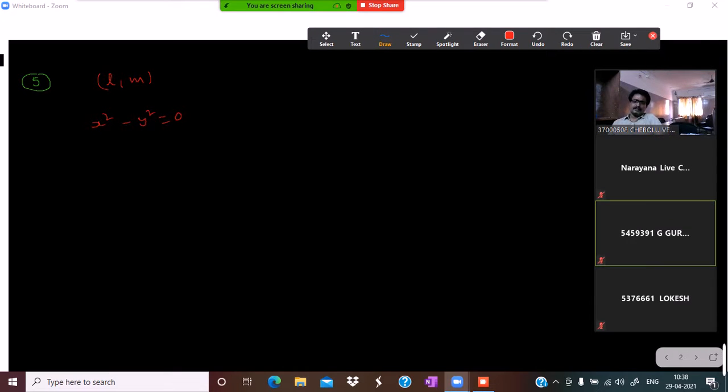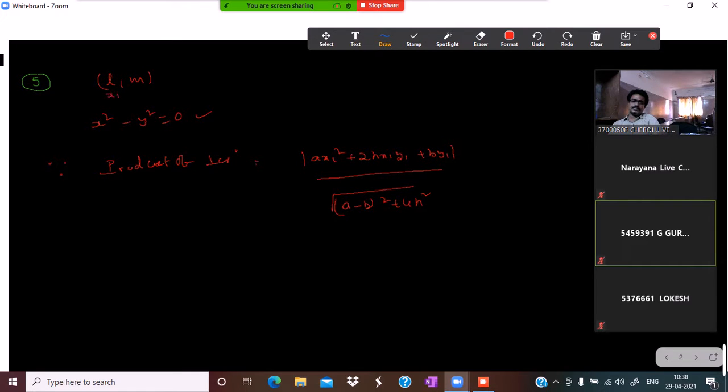Okay, Nana. Since we know the product of perpendiculars formula, it is nothing but (a x1 square plus 2h x1 y1 plus b y1 square) by square root of (a minus b) whole square plus 4h square. So here this is the pair of lines, and this is the point x1 comma y1.